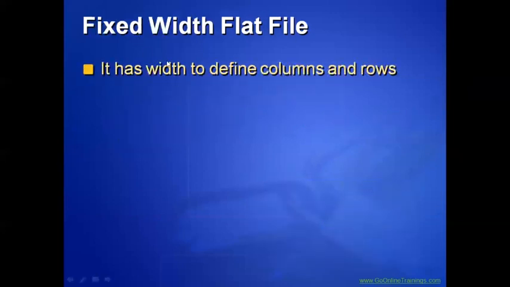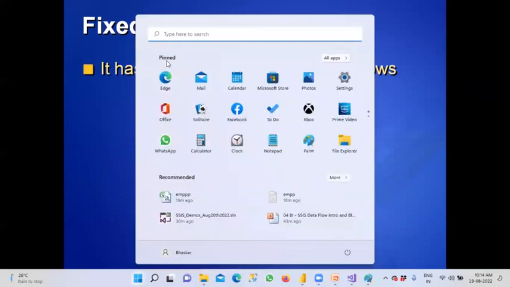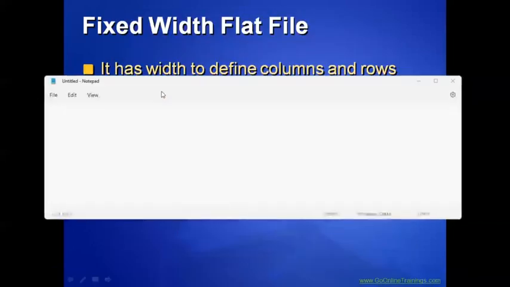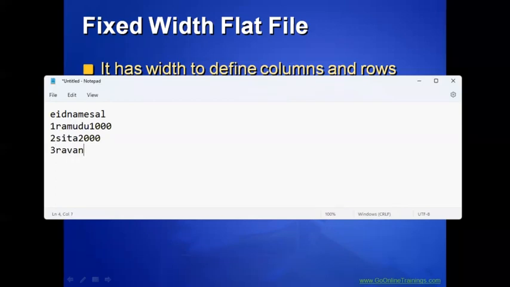Now, the next one is called a fixed width flat file. I have data coming like this. Okay, employee ID, name, salary. Nobody knows what is the first column, what is the second column. I will say 1, Ram, let us say Ramudu, let us say 1000. Let us say Sita, 2000. Let me say Ravan, 2300. I have some data. Now I have to know what is the first column, what is the second column, and what is the third column. How do I know? You don't know, right?